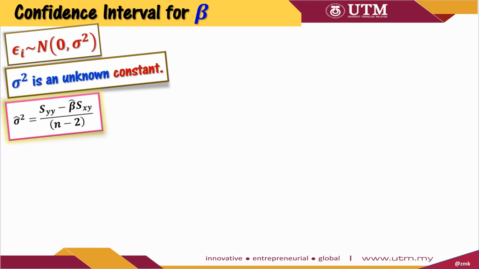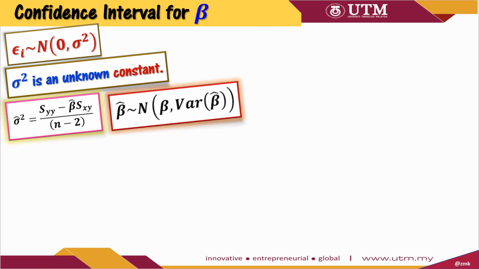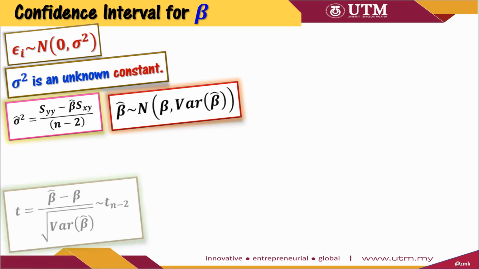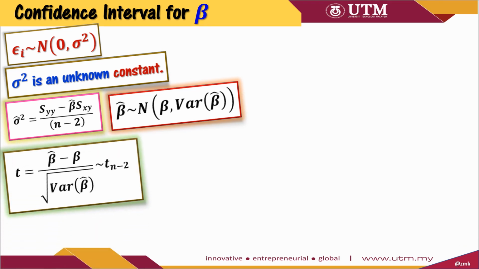the estimated regression equation. Under this assumption, when the sample size becomes large, by central limit theorem, the slope estimator beta hat will also be approximately normal with its mean equal to beta, and its variance is given by variance of beta hat. A random variable t defined by beta hat minus beta divided by the standard deviation of beta hat is said to follow a t distribution with n minus 2 degrees of freedom.